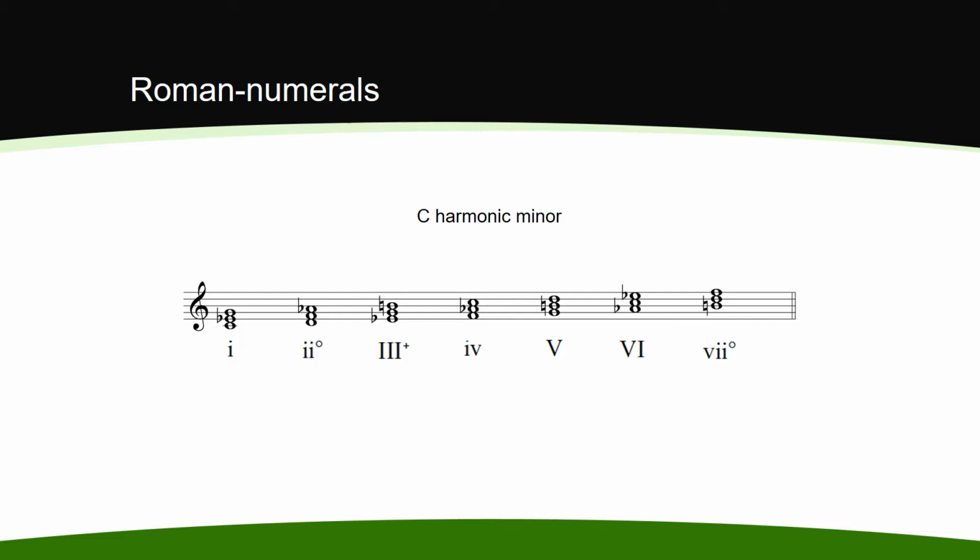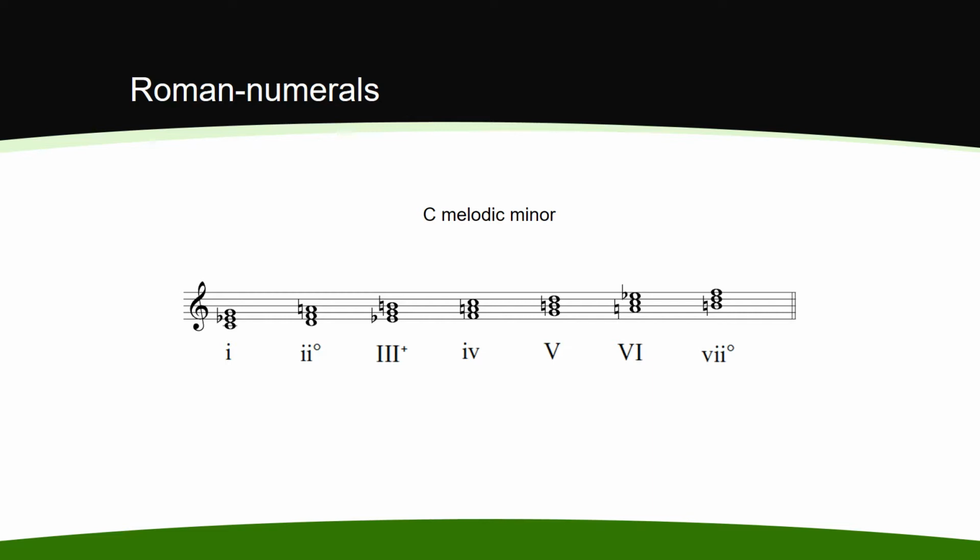It also changed the 5 chord from minor to major. The raised seventh also changed the 7 chord from major to diminished. If we use the ascending version of the melodic minor scale, we have to raise the 6th scale degree as well.